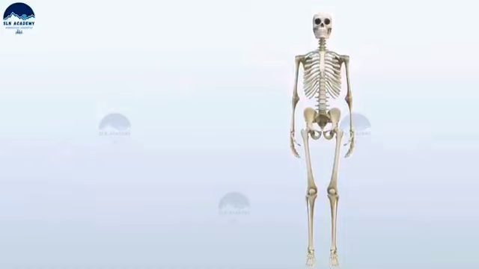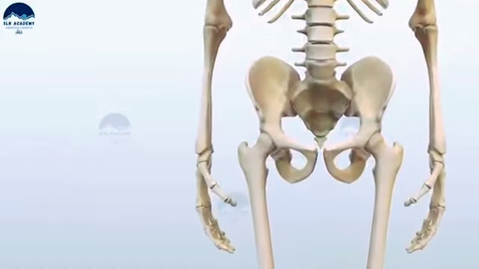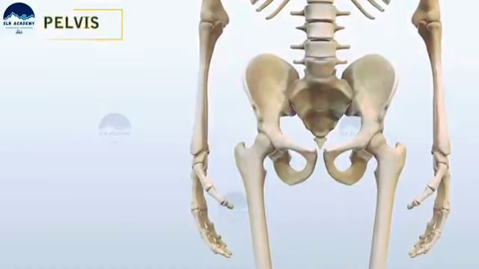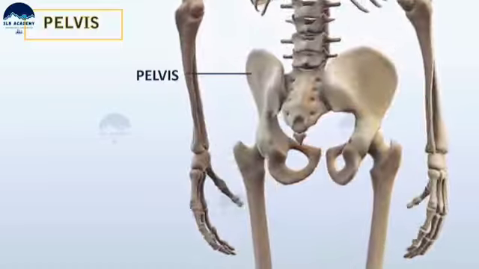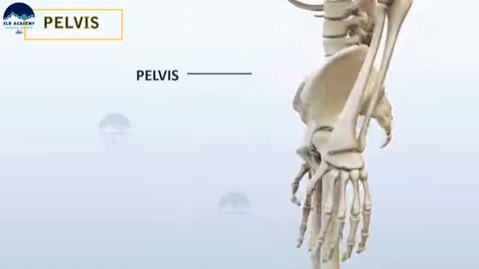Pelvis. The pelvis is in the lower part of the trunk of human body. It is between the abdomen and the thighs. The structure of the pelvis is different from male to female.